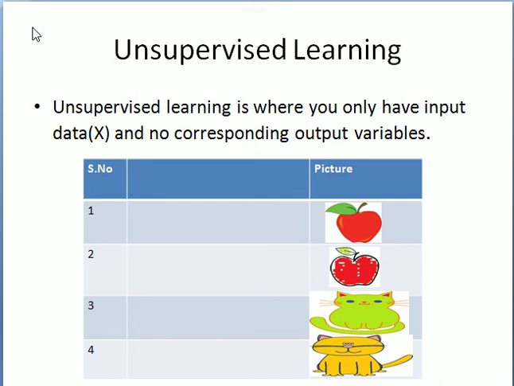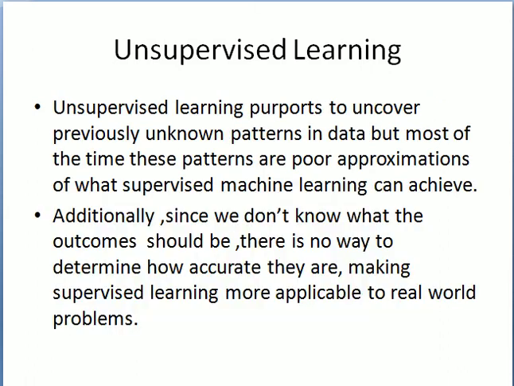Today we are going to see about unsupervised learning. Unsupervised learning is where you only have input data X and no corresponding output variables. Can you see here, in the previous video on supervised learning we had a label, but here the label is absent. Unlike supervised learning, there are no correct answers and there is no teacher. Algorithms are left to their own devices to discover and present the interesting structure in the data. So, let us learn more about unsupervised learning.